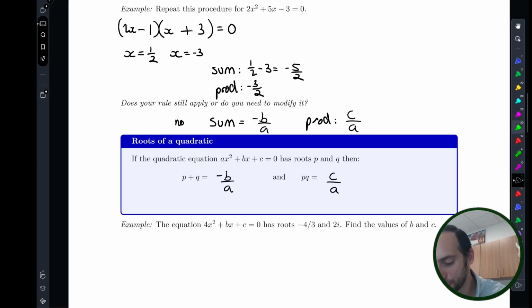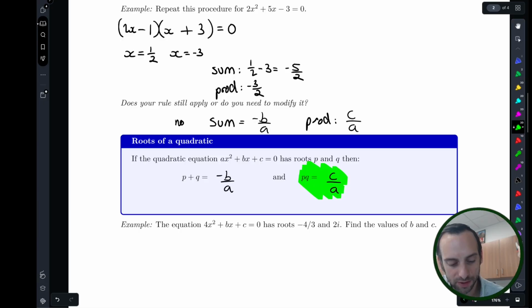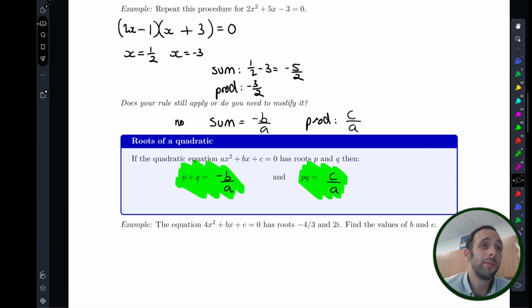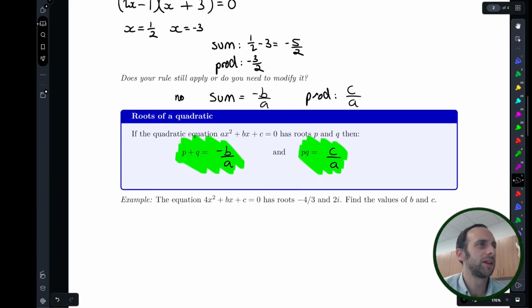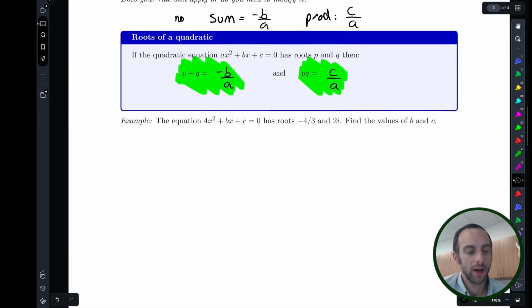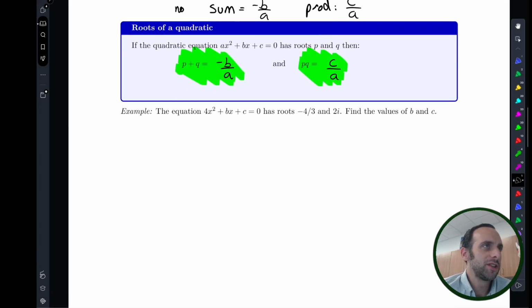Okay? Again, two formulas not given in the formula booklet for quadratics that could be useful to remember on an IB exam. Okay? Or maybe not. Maybe the IB gives us something similar or more advanced that we could actually use. Okay? So how do we use these? We can use these to find coefficients in an equation where we know the roots. Okay, so this gives us a quadratic equation, 4x squared plus bx plus c, and it gives us roots of negative 4/3 and 2i. Okay, so we've got the two roots, and one of them is actually purely imaginary.